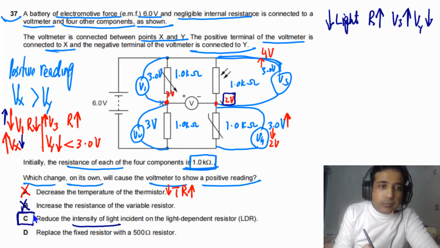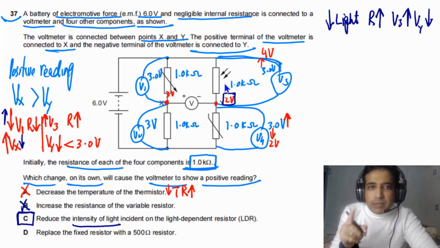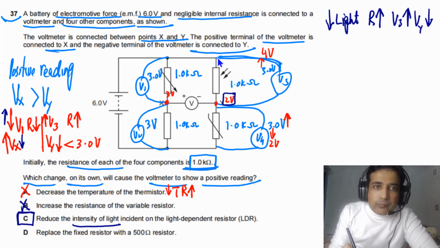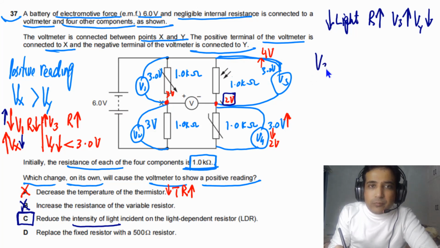So let me explain you this one in a little bit different way. If we want, for example, this reading to increase, so V3, for example, this one will be equal to the resistance of LDR, we can say RLDR divided by resistance of LDR plus resistance of thermistor.